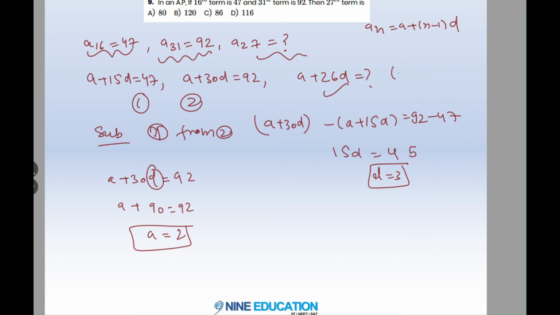Substitute in this. So what we get is 2 plus 26 into 3. 78 plus 2 makes it 80. So option number A is correct, 80.